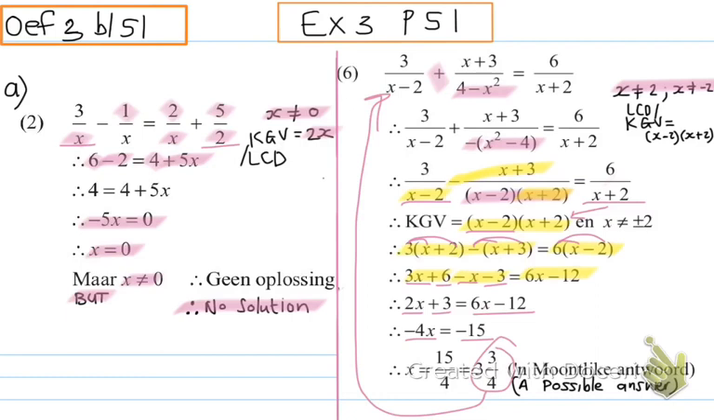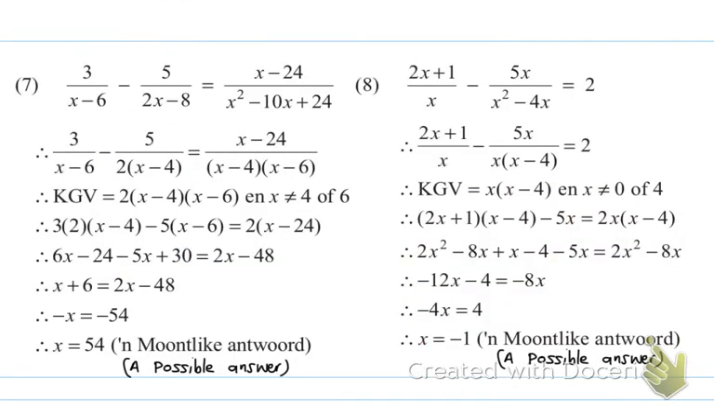Right, the next question, number 7. Okay, first I'm going to factorize the denominators. So the first one I cannot factorize, it stays the same. Then I take out a common factor of 2 there, so it's 2 and in brackets x minus 4. This trinomial is factorized as x minus 4, x minus 6.